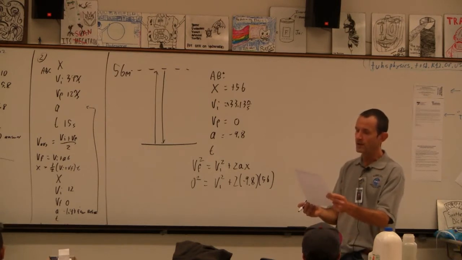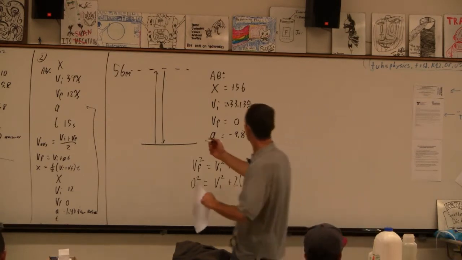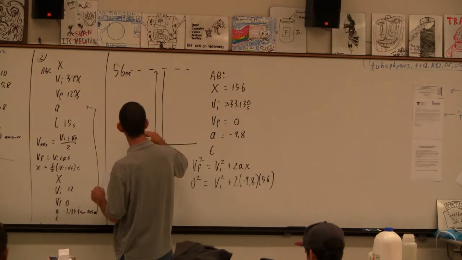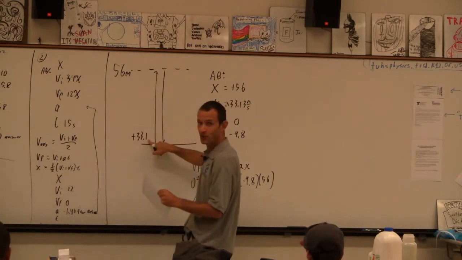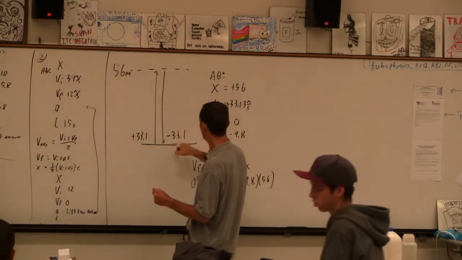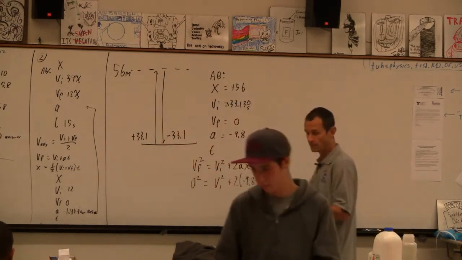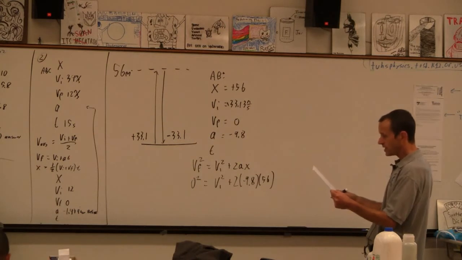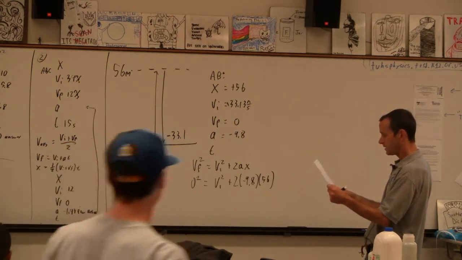And then it says, with what velocity did the rocket strike the ground? Well, if this is positive 33.1, as you learned from your quiz the other day, it's going to hit the ground with negative 33.1 because it's the same elevation. So we've answered problem A with that.